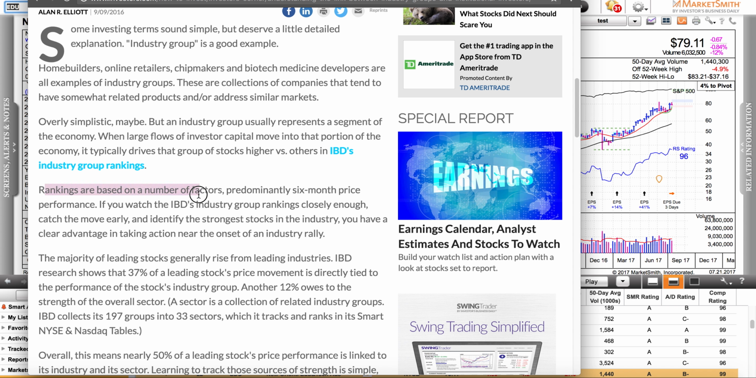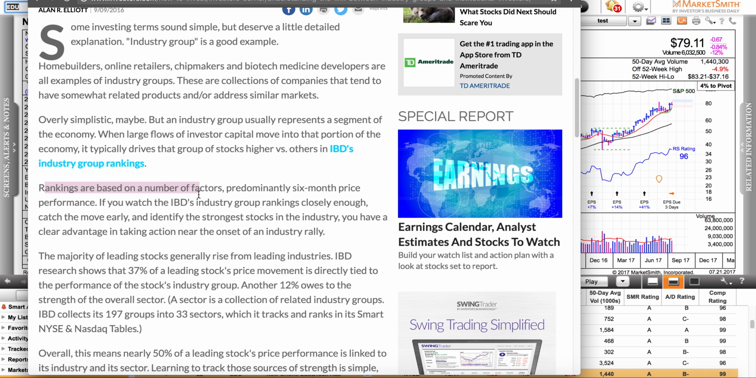So you want to take a look at where the money is actually flowing, and you want to be in those industry groups. So keep in mind, when we're talking about sectors, we're talking about the actual industry groups. Based on their research, the majority of the leading stocks actually rise from leading industries. And in terms of the price movement, generally 30% of a stock's price movement is linked to the stock's industry group, right?